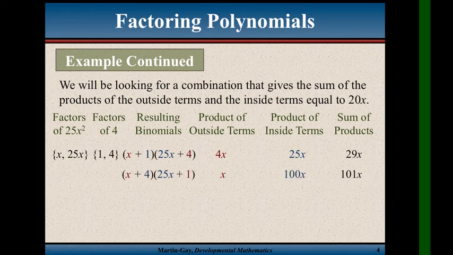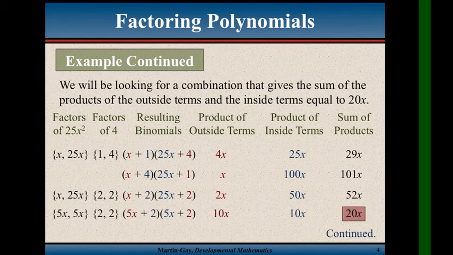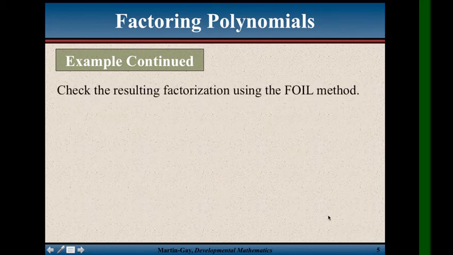How about if we exchange them? Again, we don't have the answer of 20x, because we will have 101x as the sum of the products. And finally, for this one, we have 5x plus 2 and 5x plus 2, so we will have 20x. Therefore, check the resulting factorization using the FOIL method. So this is our answer for the factors of the given trinomial.